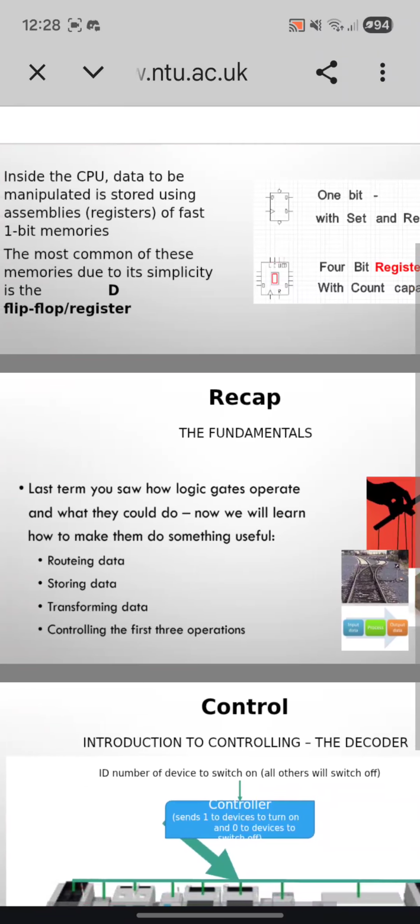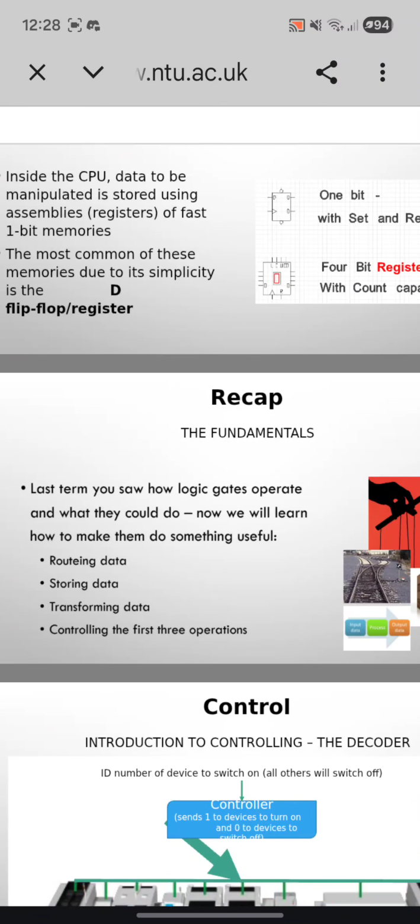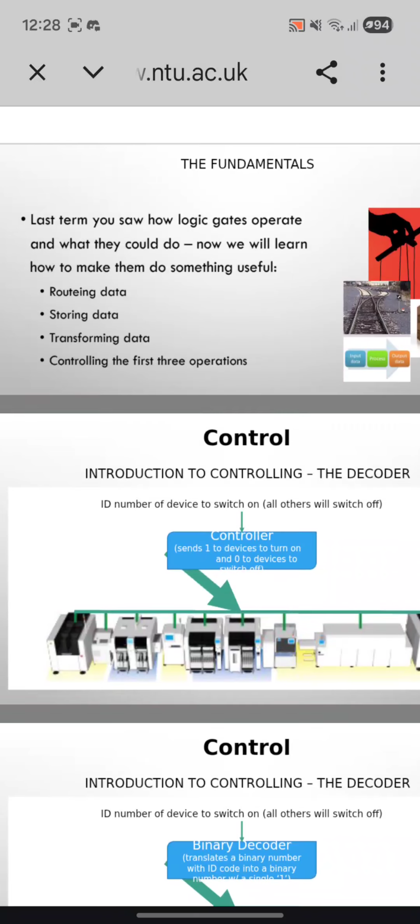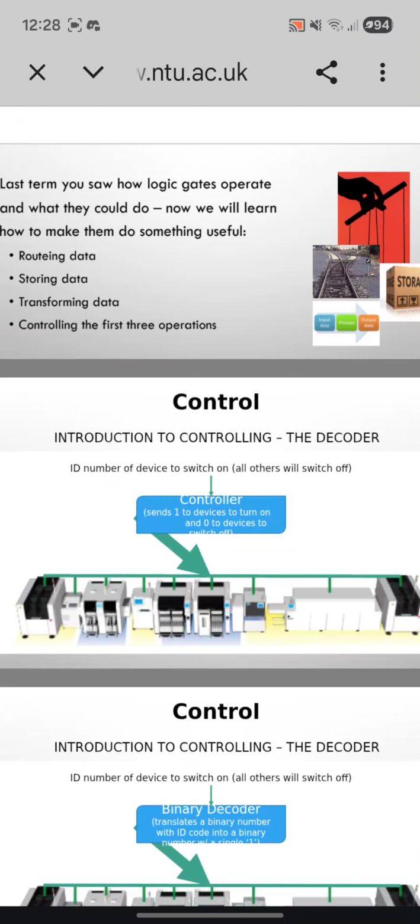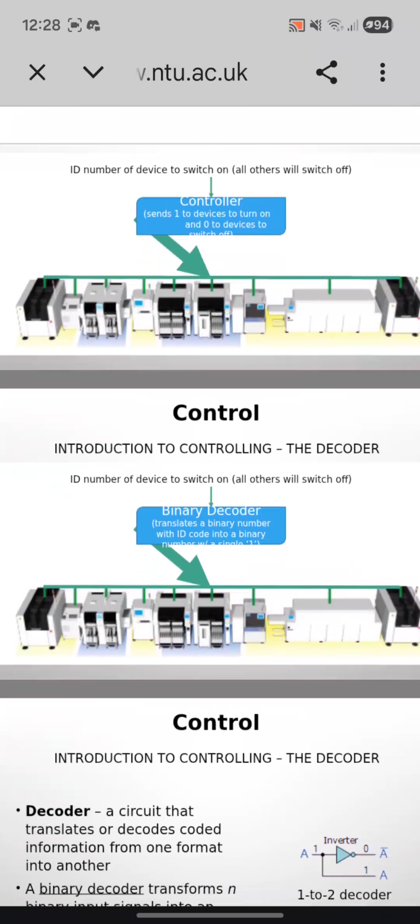We'll just move on. Last term, we saw how logic operates and what it could do. Now we'll use that to make them do something useful. The ID number of the device to switch all of the switches of control. It sends 1 to devices to turn on, and 0 to devices to switch off. Okay, so 1 to turn on and 0 to turn off. And this thing must be the decoder inside the physical computer. Is that not pointing to the same thing? Or maybe it's talking about something else.